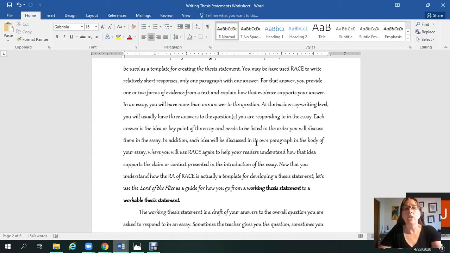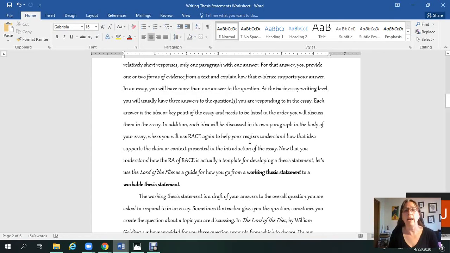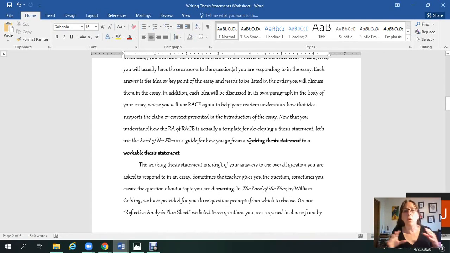In addition, each idea will be discussed in its own paragraph in the body of your essay, where you will use RACE again to help your readers understand how the idea supports the claim or context presented in the introduction of the essay. Now that you understand how the R and A of RACE is actually a template for developing a thesis statement, let's use the Lord of the Flies as a guide for how you go from a working thesis statement to a workable thesis statement.